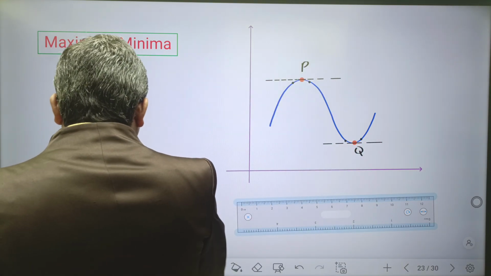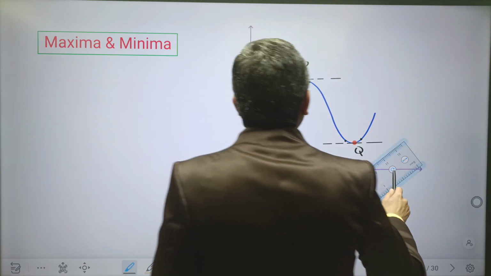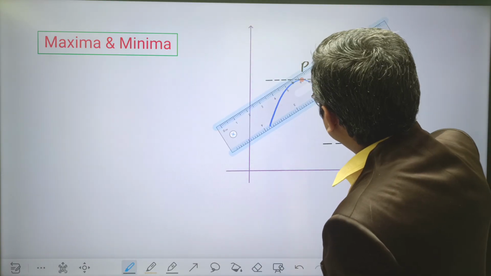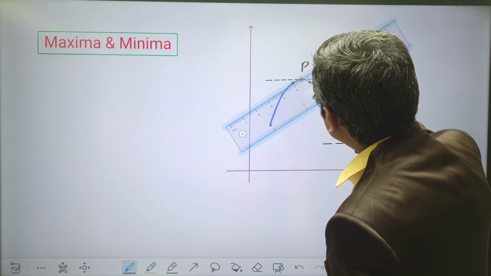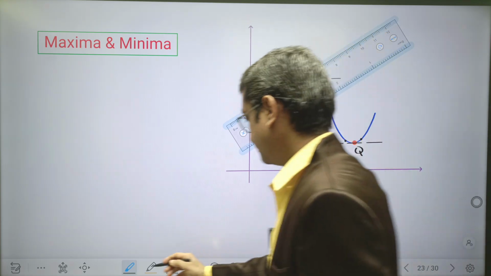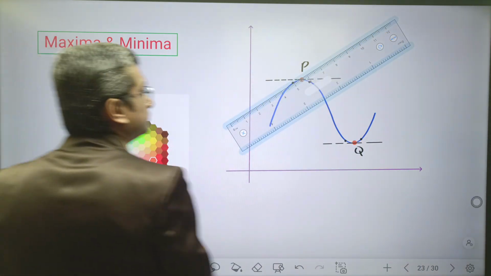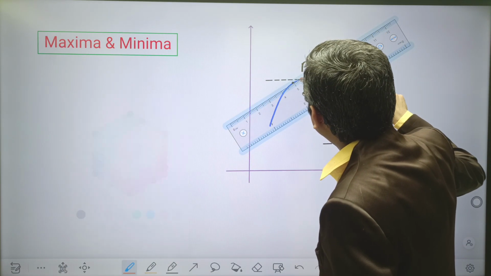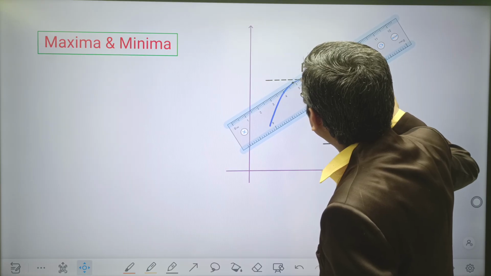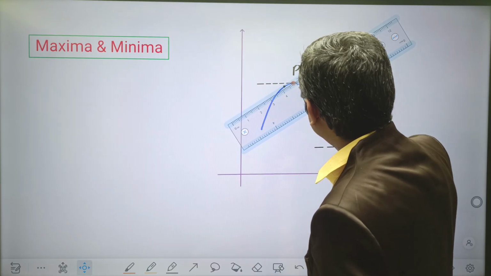Now let us draw a tangent to find the slope here. So the tangent goes like this, by touching the curve at a single point. So this is the tangent.